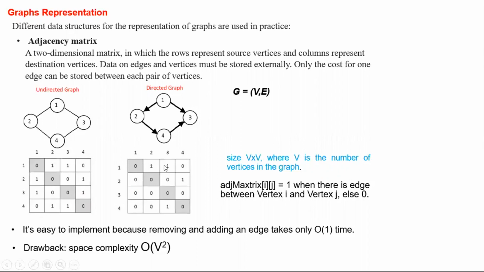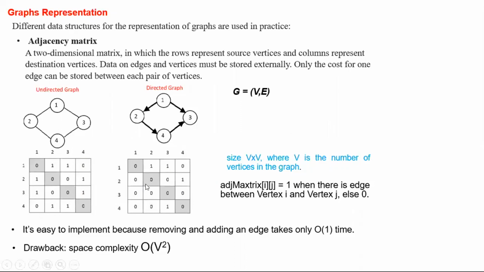Adjacency matrix can be applied to a directed graph as well. Here is an example, a directed graph, and this is the adjacency matrix for this graph. From 2 to 0, no edge, to 3, no edge, but there is an edge from 2 to.